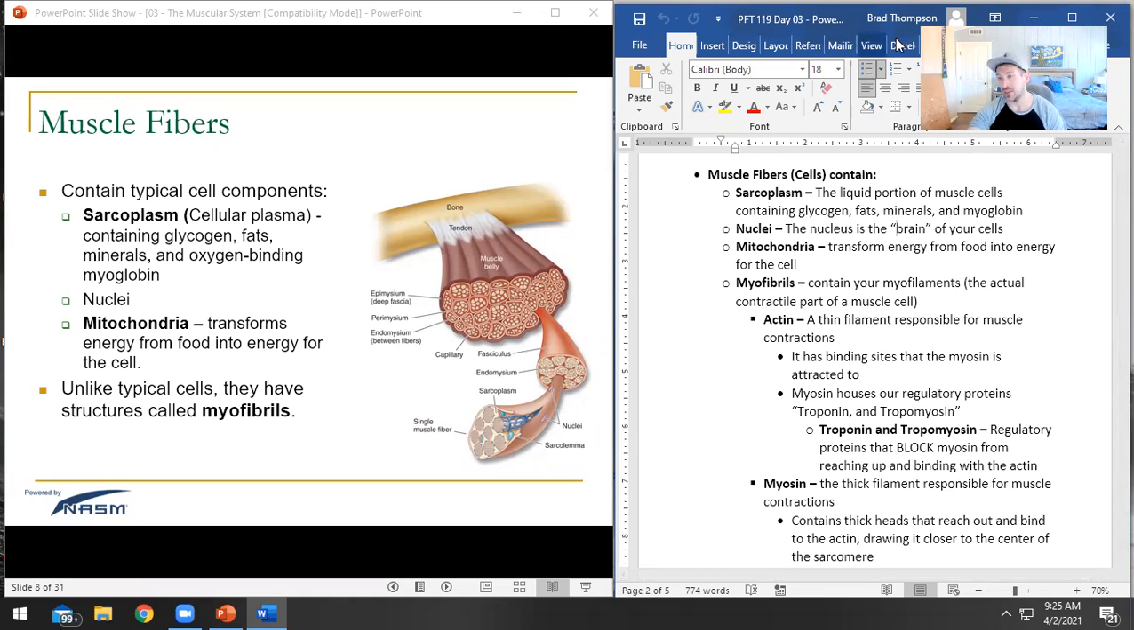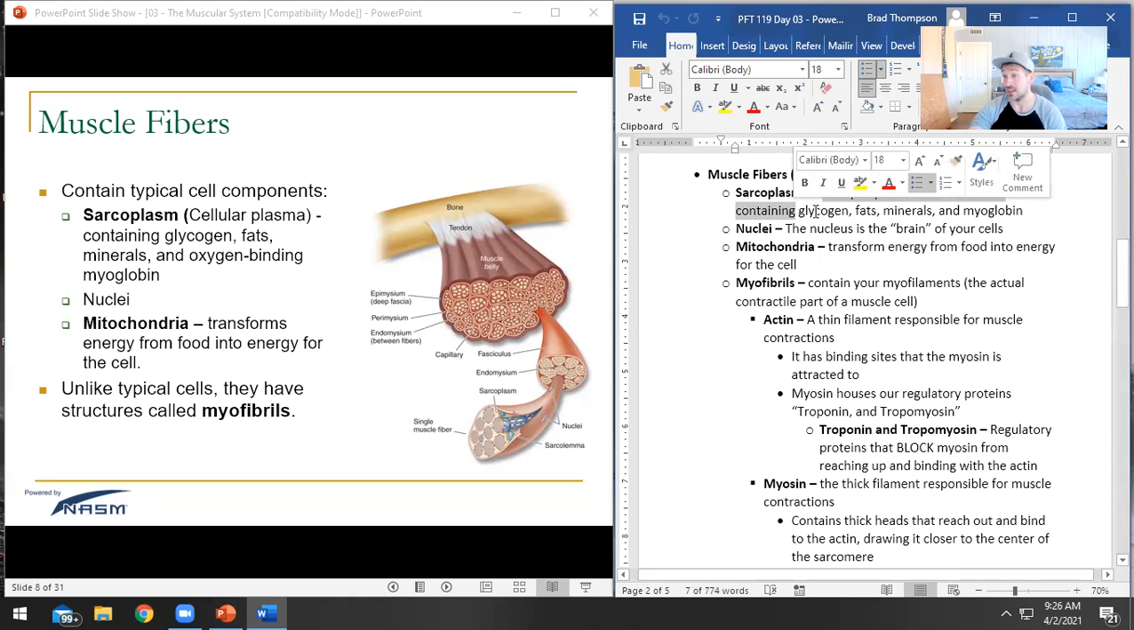But because muscle cells are special and we like to name stuff with special names, the cellular plasma, that liquid, gets a special name here. Instead of calling it cytoplasm, which is just cell water, this is going to be referred to as sarcoplasm, which roughly translates to flesh water, which is a gross term, but that's the fluid within your muscle cells. That's your sarcoplasm.